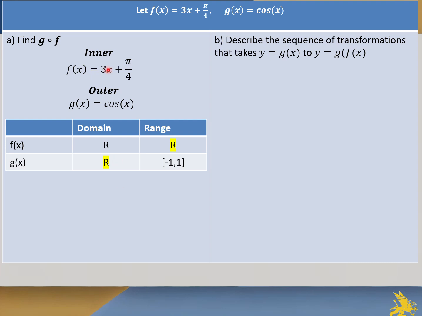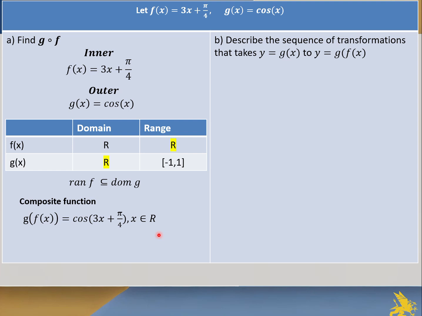So again, we always start off with the inner function f, whose range is all real numbers, and R is a subset of the domain of g. So now I know this, I can write the composite function, where all I'm going to do is put 3x plus pi over 4 into my cosine where I've got x. So that becomes cosine in brackets 3x plus pi over 4, for all x elements of the real numbers.